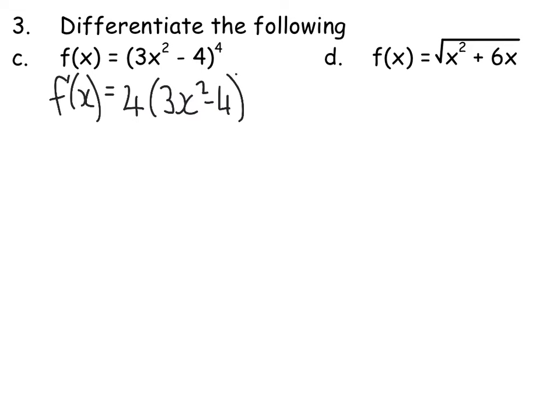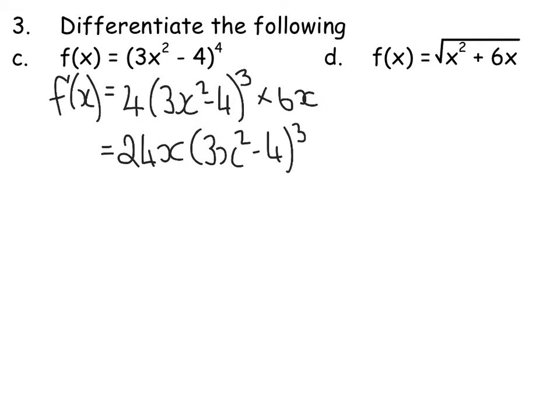Lower the power, which becomes 3. And then when you differentiate the bracket, 3x squared becomes, remember, times by the power, lower the power, 6x. Okay? And then we just tidy that up. So 4 times 6 is 24. So you've got 24x bracket 3x squared minus 4, all cubed. And that is that one differentiated.